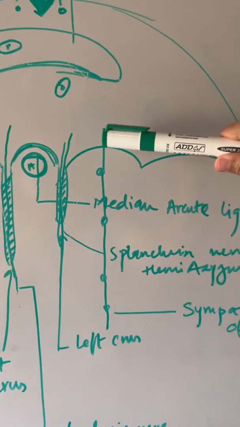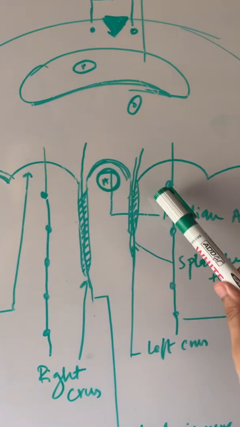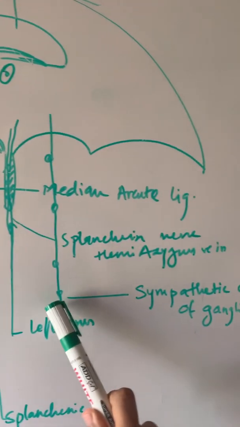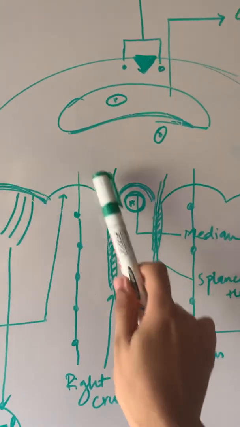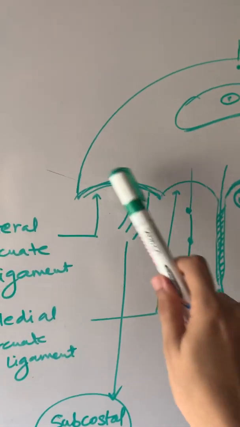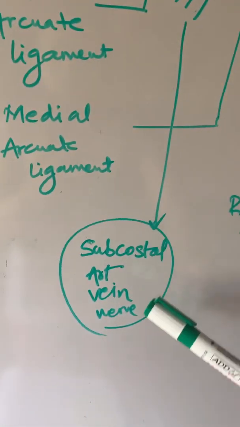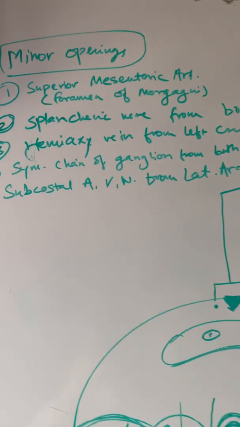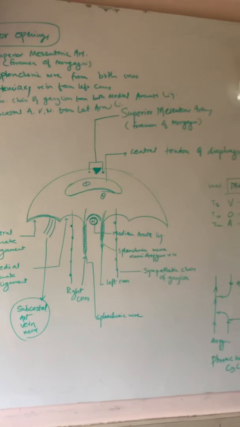Then the next structure is this. What do you think this is? This is the medial arcuate ligament, and these are the sympathetic chain of ganglia. These pass beneath the medial arcuate ligament. Remember this. Next is the lateral arcuate ligament. From this, these three structures pass, that is the subcostal artery, vein and nerve. Okay, subcostal. Then we have covered all the major and minor openings of the diaphragm and the structure of the diaphragm.